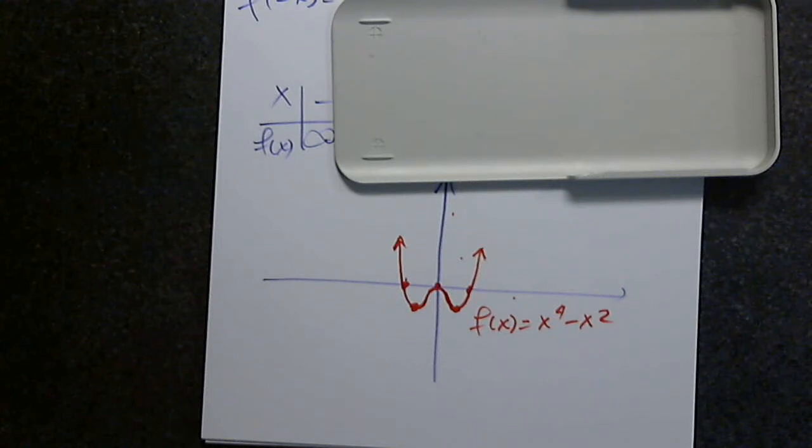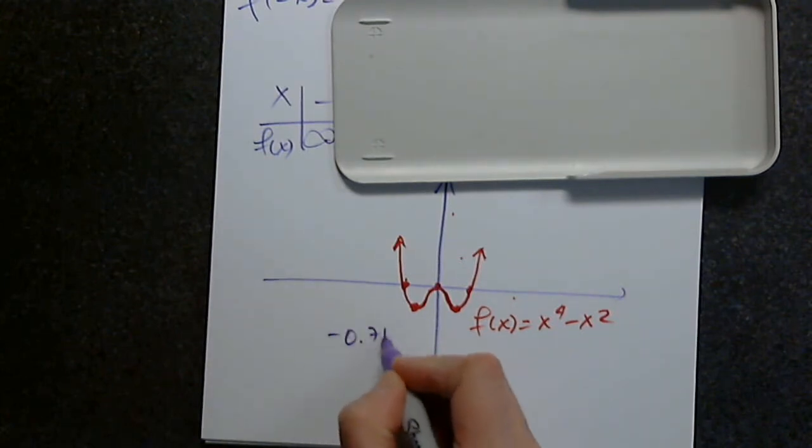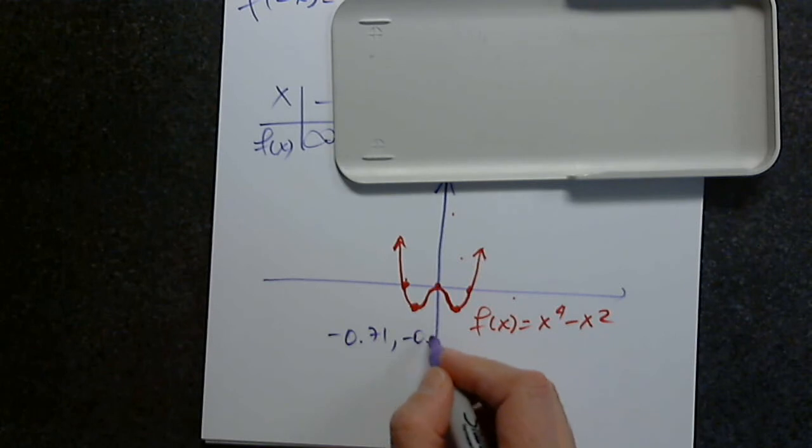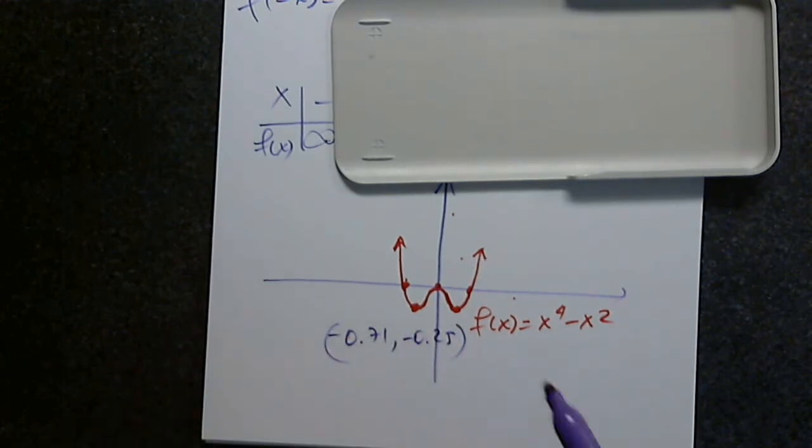So in order to determine this minimum, I know it's between negative 1 and 0. So with second, calc, I want a minimum, which is 3. And it's between negative 1 and 0. And give me the minimum. It's at negative 0.71, negative 0.25. I refuse to determine the other one.